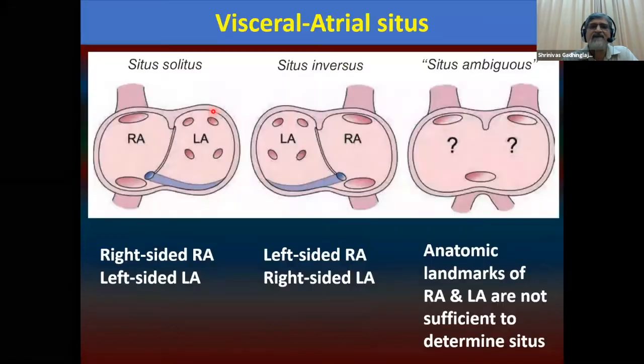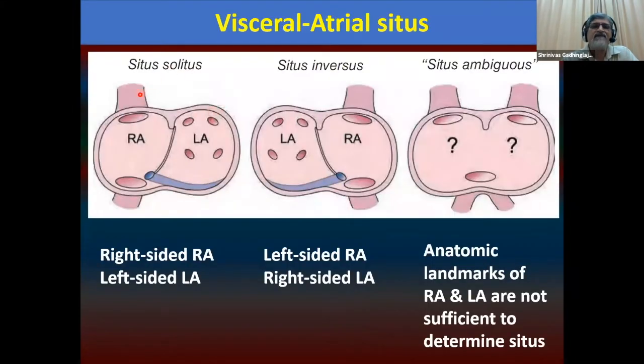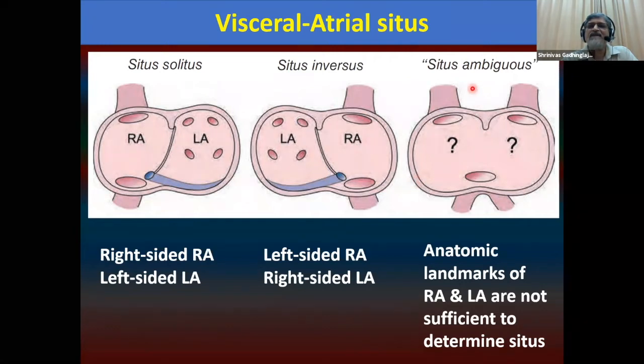Now, what is atrial situs? Atrial situs solitus means the RA is on the right side and the LA on the left side. And in inversus, the LA is on the right side and the RA is on the left side. When the anatomic landmarks of the RA and LA are not sufficient to determine the situs, it is called situs ambiguous. This is about the atrial situs.